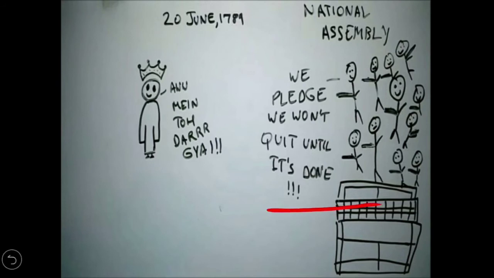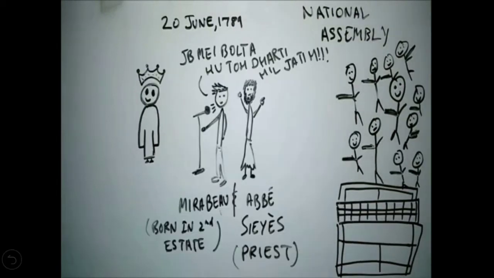And they took an oath, they took a pledge that we won't quit. So on 20th June 1789, they were not ready to leave the indoor stadium of the tennis court. They decided that until the constitution is framed for the country, they will not leave the stadium. And then came two leaders to support them. One was Mirabeau and the other was Abbe Sieyes.